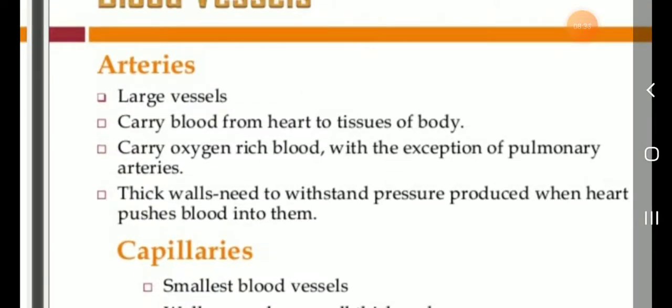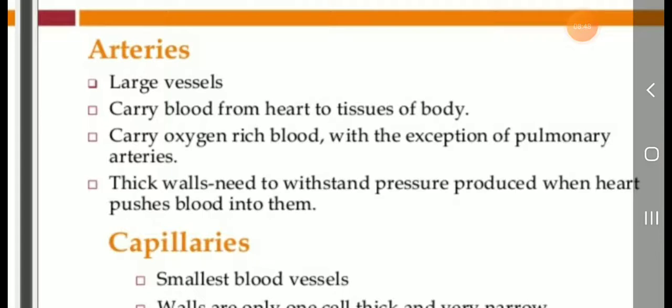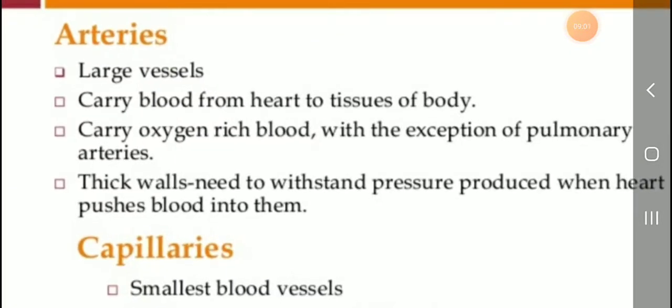Next, students, blood vessels. Arteries, structure and functions of arteries. Large vessels carry blood from heart to tissues of body. Carry oxygen rich blood, with the exception of the pulmonary artery. Thick walls needed to withstand pressure produced when heart pushes blood into them.